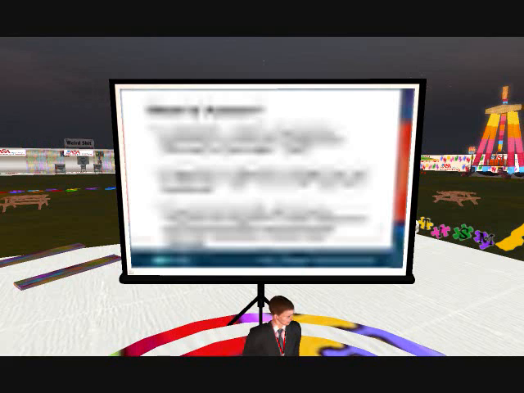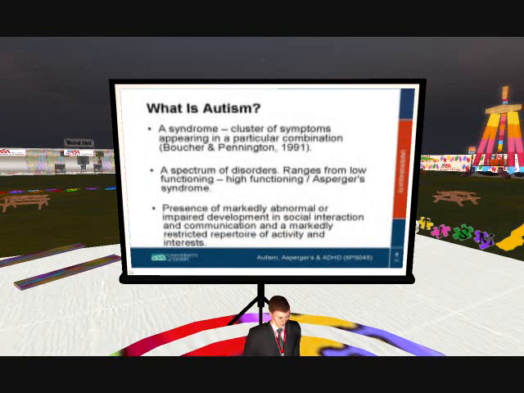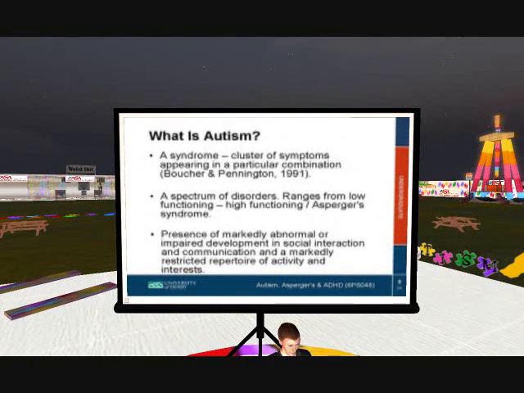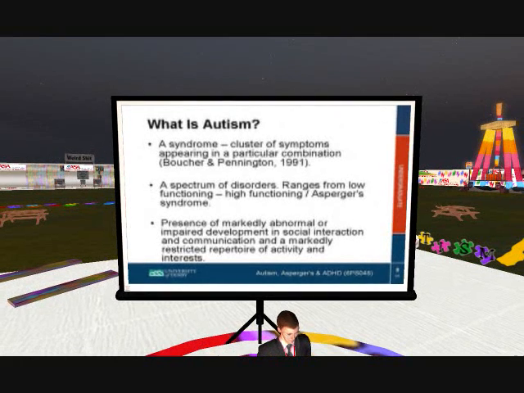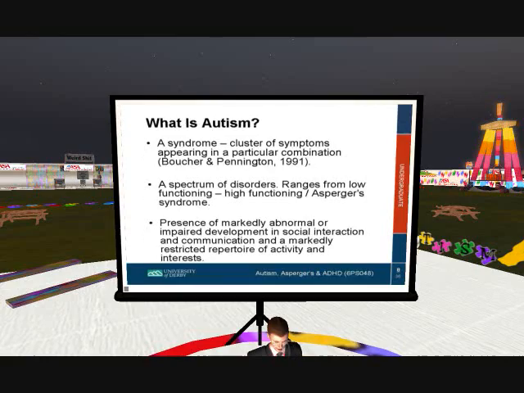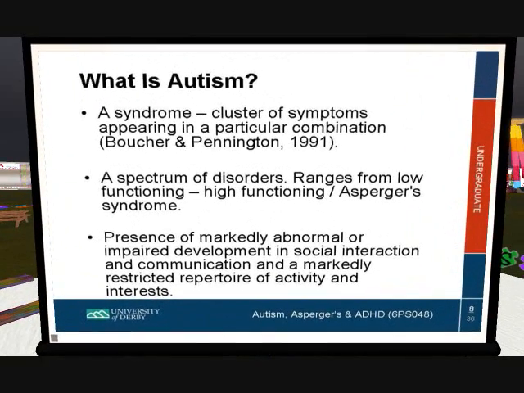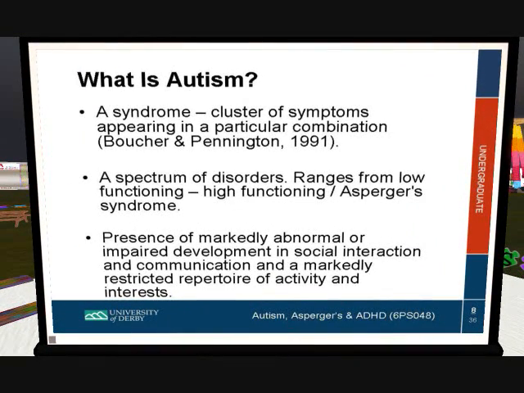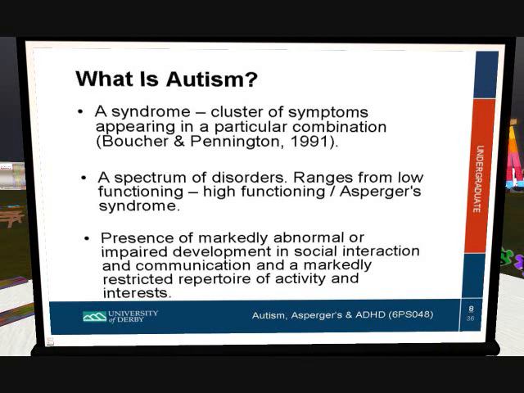So as I said, autism is a syndrome. It's a cluster of symptoms, and they appear in a particular combination. And this combination, some have characterized as a triad of impairments, and I'll present that to you a little bit later on. So this spectrum or cluster of symptoms that characterize the disorder range from very low functioning, as we saw in Lorna Wing's definition there, to really quite high functioning, or what some people categorize as Asperger's syndrome. A lot of you will be familiar with Asperger's syndrome here.